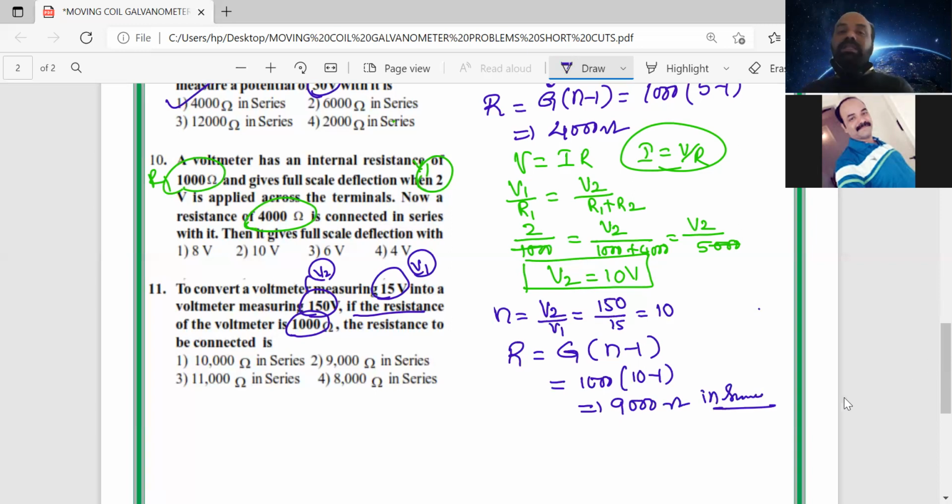Okay guys, this is the way we can solve the problem. Guys, it is very easy to solve these problems. No need to get confused.